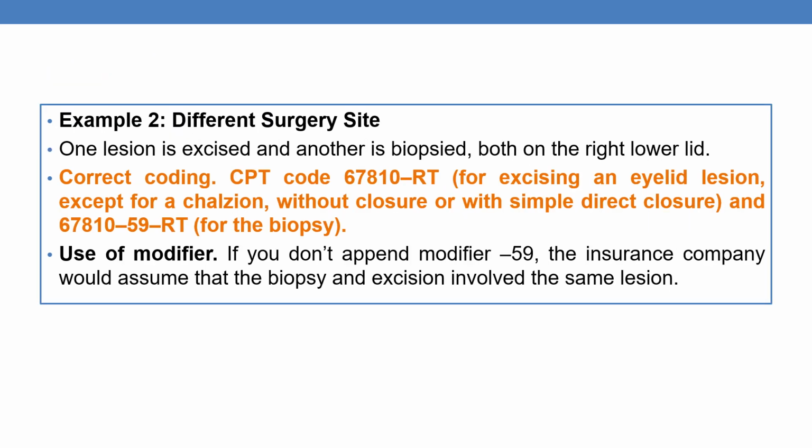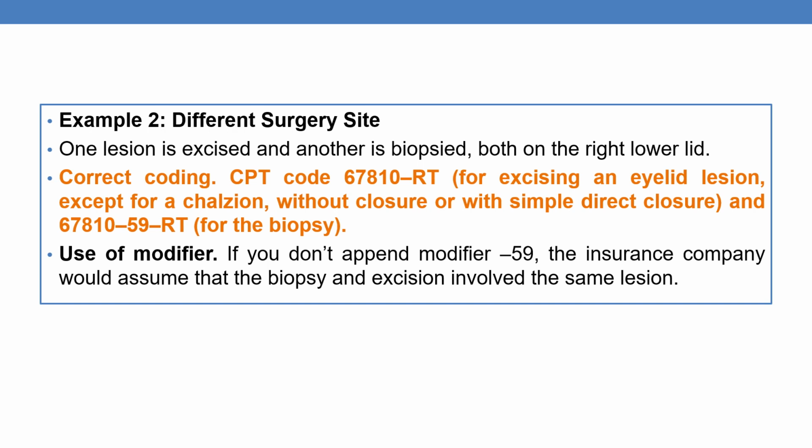Now let us see example 2. This is for different surgical site. One lesion is excised and another is biopsied. So here both two lesions are there. If you see the question, one lesion is excised and another is biopsied, both on the right lower lid. Both lesions are performed on the right lower lid. So what is the correct coding?